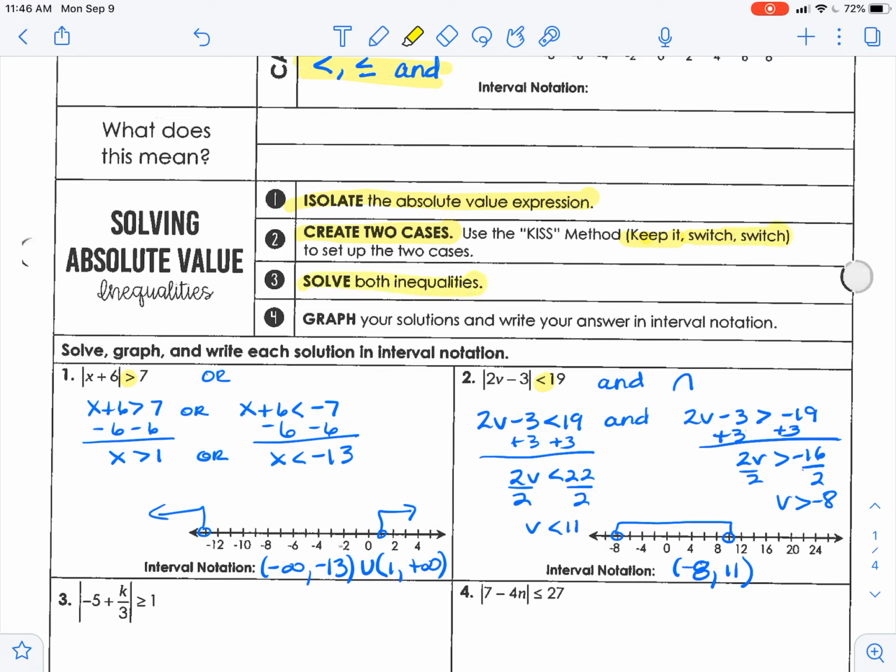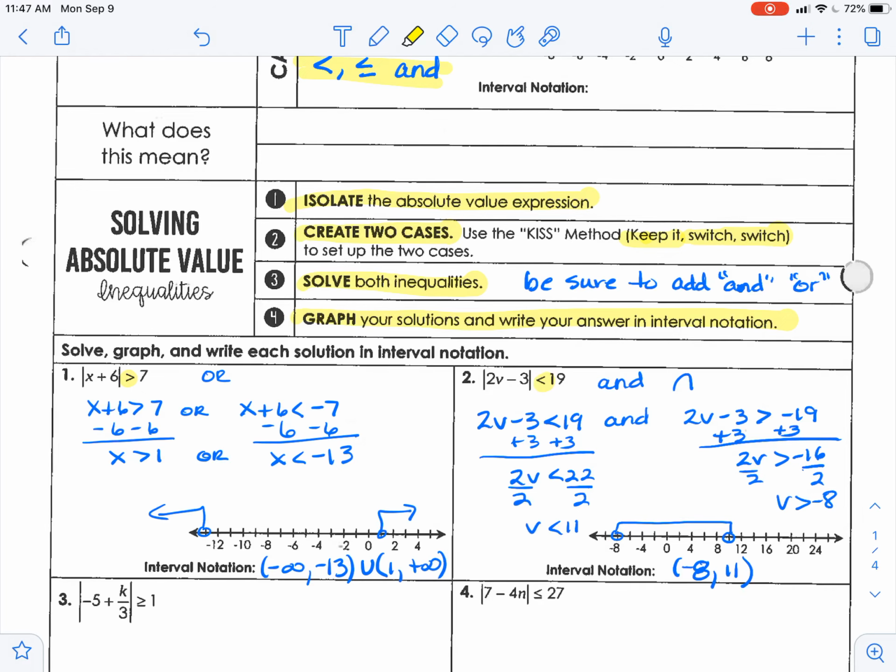Then you're going to solve both of the inequalities, and I would add in there, to be sure, either the "and" or the "or", so you remember which it is. And then you're going to graph your solution and put it in interval notation.